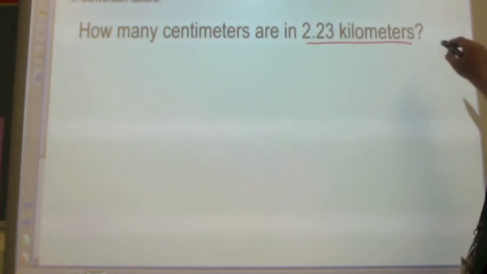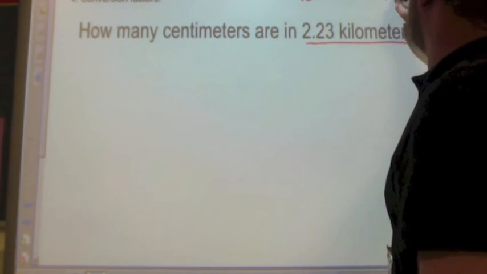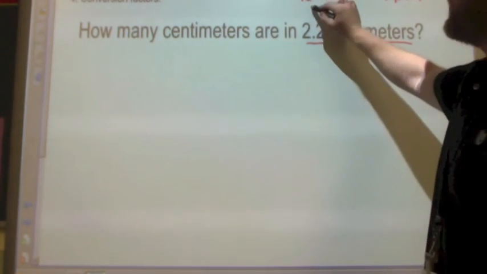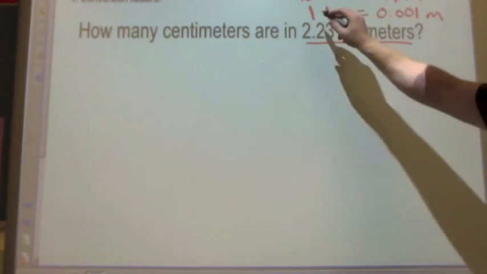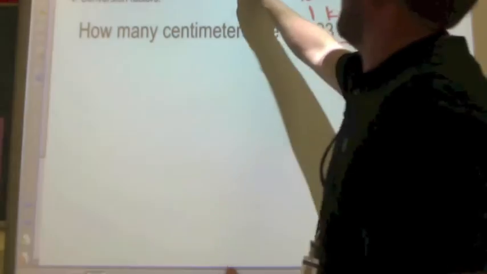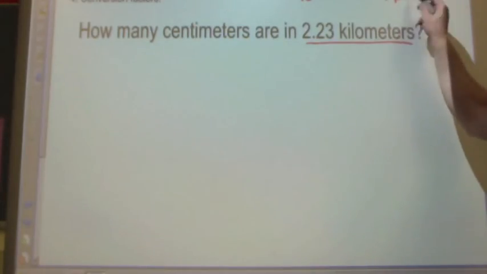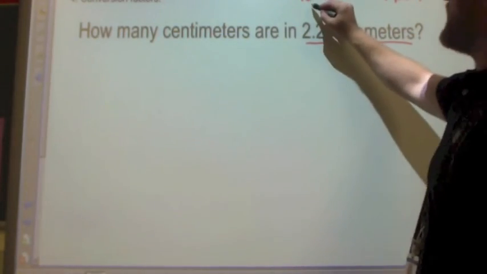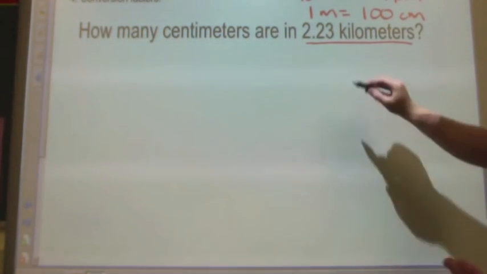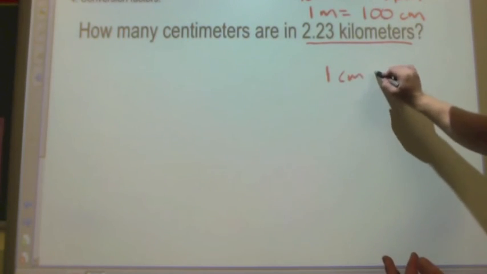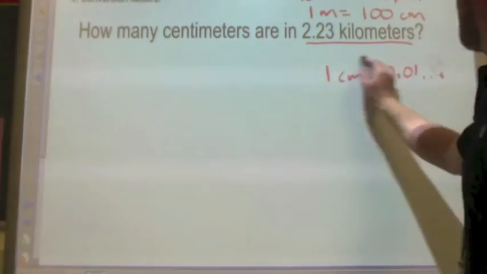Let's start with kilometers and go to meters. So we're going to say 1,000 meters equals 1 kilometer. By the way, you could also say 1 kilometer equals 0.001 meters. This totally works, but I prefer to stay out of my decimals when I can. So we've gone from kilometers to meters. Let's go to centimeters. You could say now 1 meter equals 100 centimeters. Same thing. You could, if you want, say 1 centimeter equals 0.01 meters. I don't like doing that.